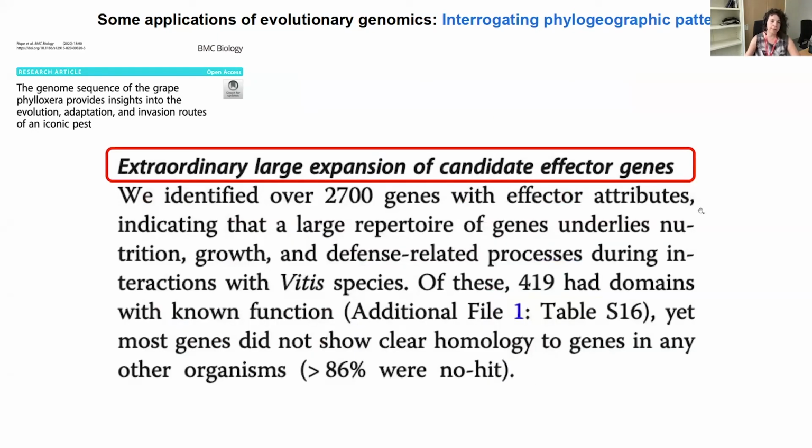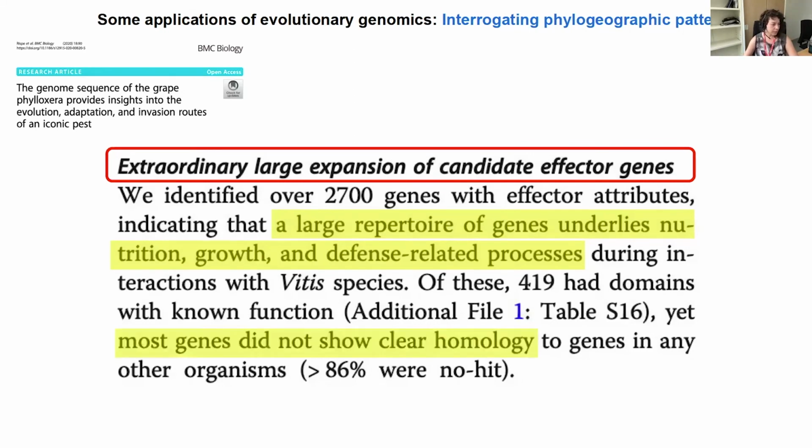So we also noted that many of these genes were highly duplicated. And when we annotated them to have a putative idea of what they were doing, from a biological point of view, we found that many of them were related with nutrition, growth, defense-related processes that may have helped their adaptation to grapes, to the grapevines. And more interestingly, we found that most of them did not show any homology with any databases. Approximately 86% did not yield any hits. So they are very specific genes in this species, and of course they are particularly interesting to start zooming in and finding perhaps targets for insecticides and things like that.